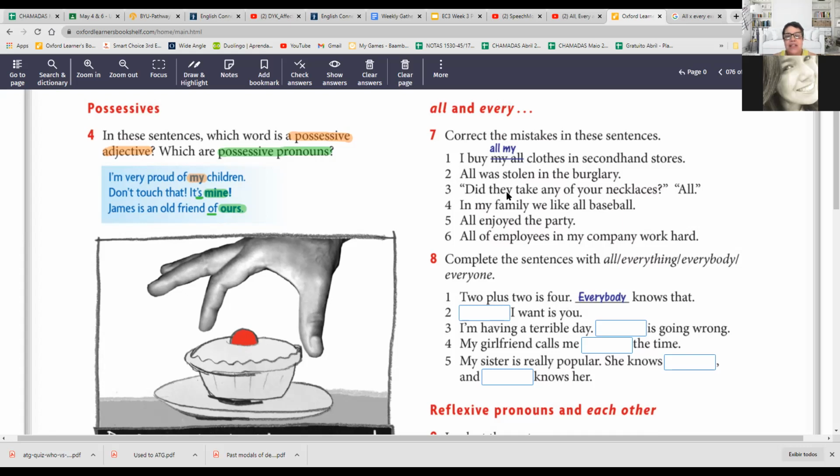Let's see number 3. Did they take any of your necklaces? Is it correct to use all like that in an answer? É tudo, mas não pode responder ao não, mas pode. Not like this.